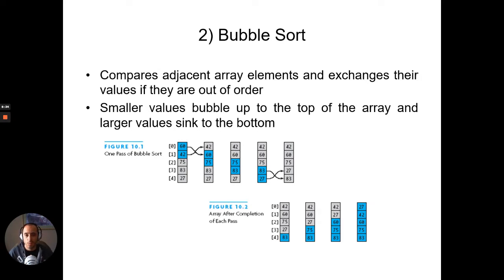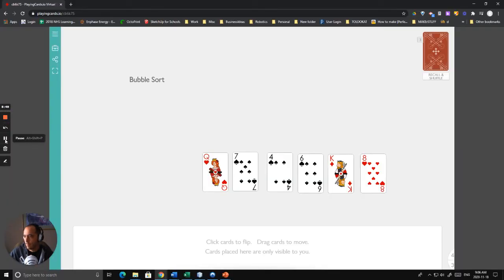The bubble sort is going to always push the highest number over to the top, so that you're actually sorting in the opposite manner. You're going to sort starting with the highest number and moving down to the lowest number. We're going to jump over to our example again. So here we've got our set of cards again, and we're going to look at them.